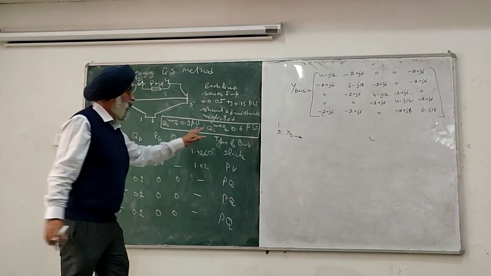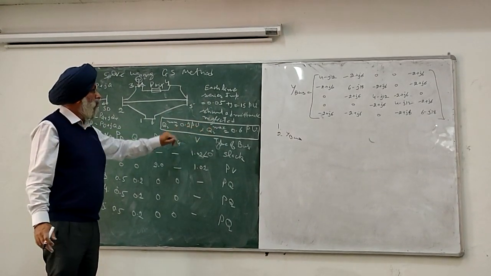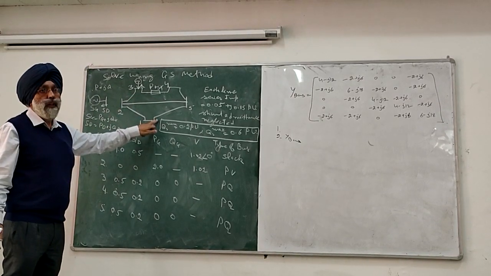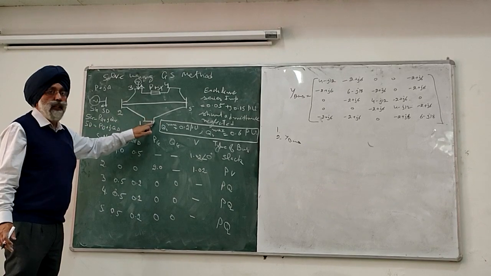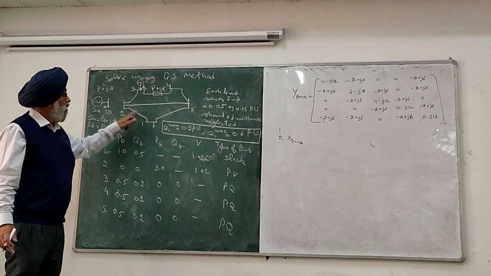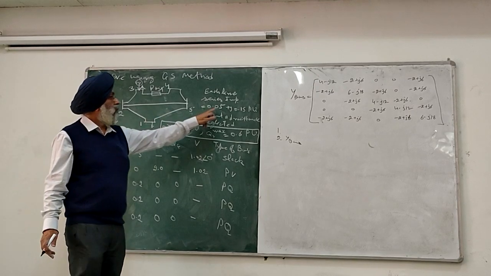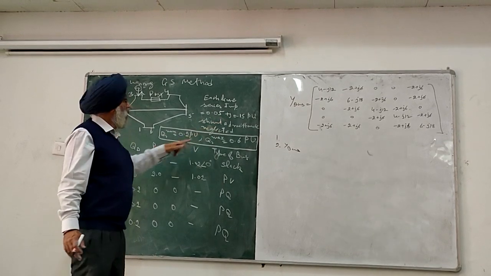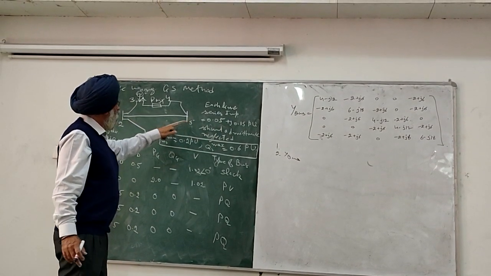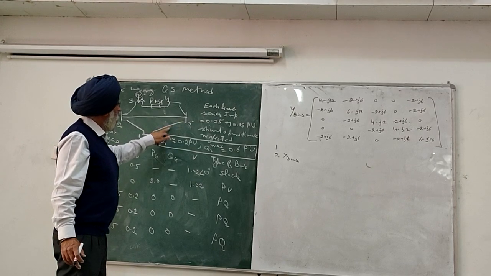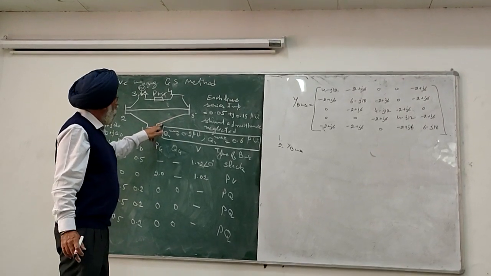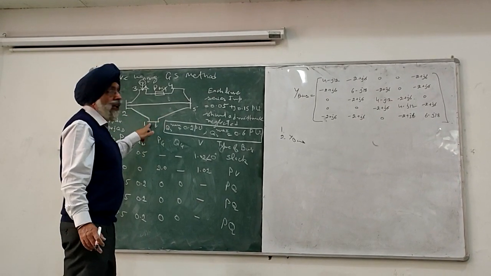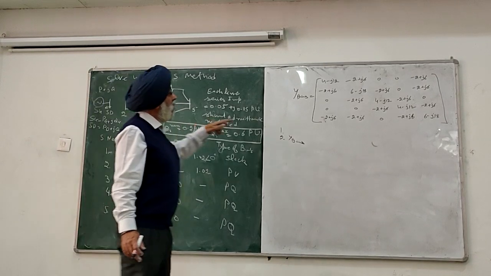So the transmission line information is given, and from this we have Y11. What will be the value of Y11? Two transmission lines are connected at bus number 1. The series impedance of each line is 0.05 plus j0.15, for this line and for the second line. So the total Y11 will be equal to the sum of the admittances which are connected at bus number 1.